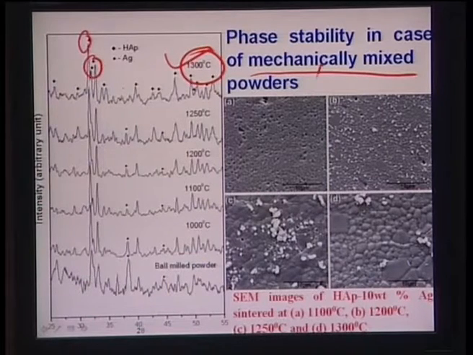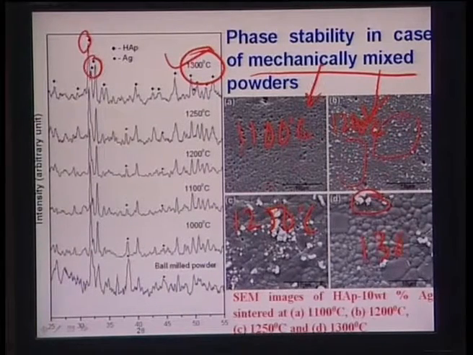Now, if you look at this AFM image, at 1200 degrees Celsius it is a more or less porous microstructure. At 1250 and 1300 you can see the silver distribution, and the silver particulates are dispersed more or less homogeneously in this one, the 1200 degrees Celsius. So this is at 1100 degrees Celsius, this is at 1200, this is at 1250 degrees Celsius, and this is at 1300 degrees Celsius.